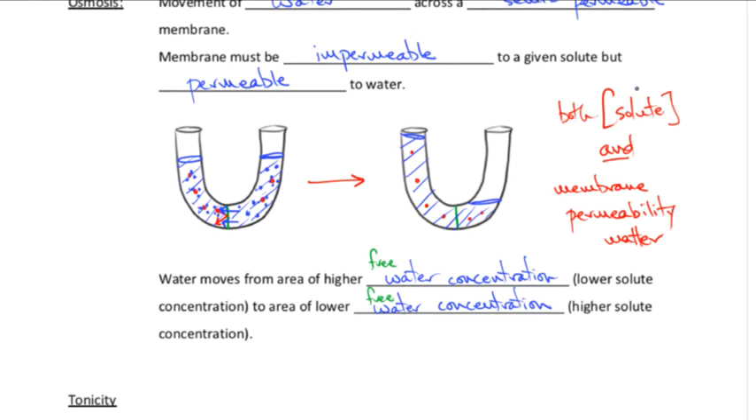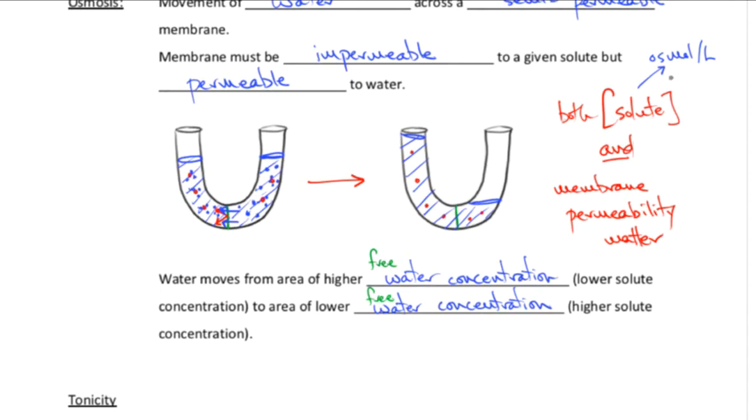Just a quick note that in chemistry you will have come across measuring solute concentration in moles per liter, and in biology, when we're thinking about osmosis, we often measure in osmoles per liter, and the number of osmoles is the number of total particles in solution.